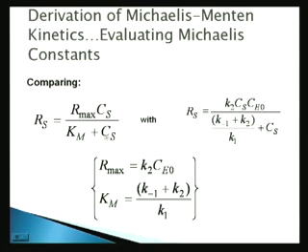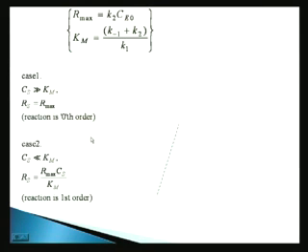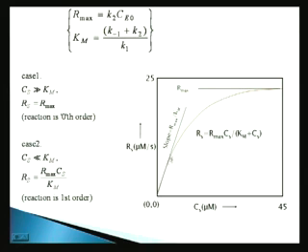If CS is very large, then Km is negligible over here, and CS in the numerator and denominator cancel out, and you get simply RS equals R max. Right? So if you plot this, this is what you get in the two asymptotic cases. One turns out to be the 0th order case, this one on the top, and one is the first order case, which is near small concentrations of CS.